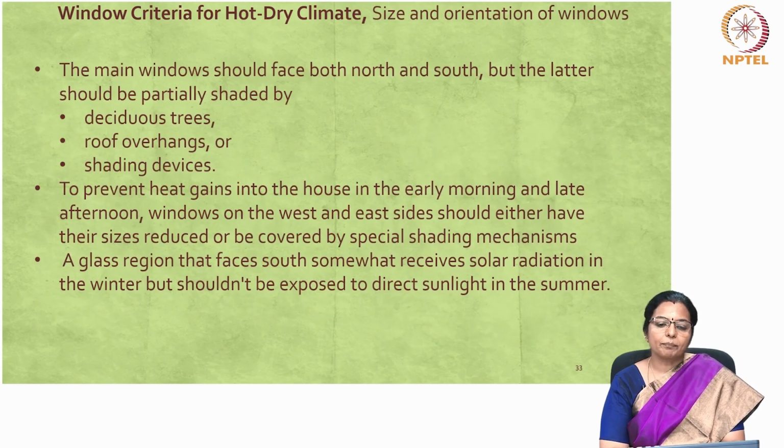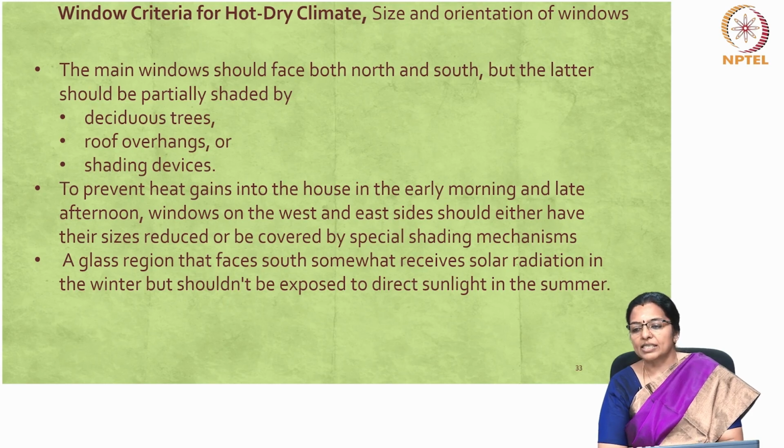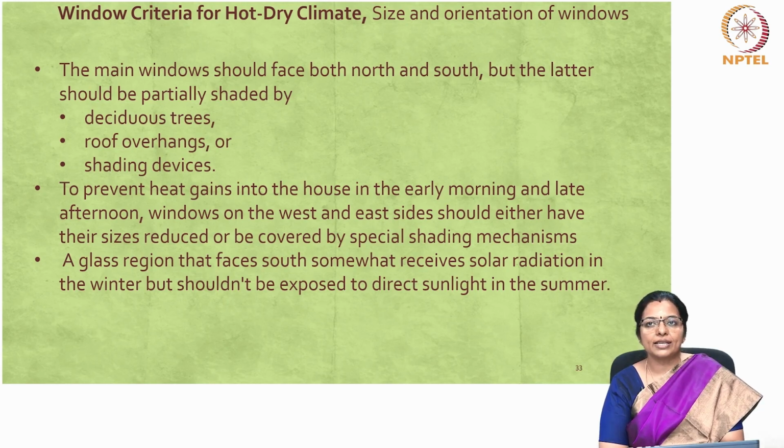Let us look at the window criteria for hot dry climate, size and orientation of the window. The main windows should face both north and south, but the latter should be partially shaded either with deciduous trees or roof overhangs, chajjas or any shading devices. This will prevent heat gains into the house in the early morning and late afternoon.